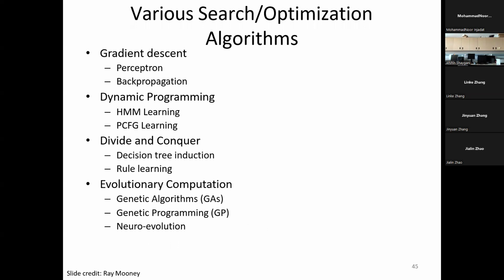What about optimization? We talk about optimization. The first one, with regression or logistic regression, we use gradient descent. Then there are perceptron and backpropagation for classification techniques, dynamic programming for hidden Markov models and the PCFG model, divide and conquer for decision trees and rule learning. If we use an evolutionary technique or optimizer, they use genetic algorithms, genetic programming, neuroevolution. And if we are using probabilistic, we'll use Bayesian optimization. And we have two types, like Gaussian and Parzen tree Bayesian optimizer.